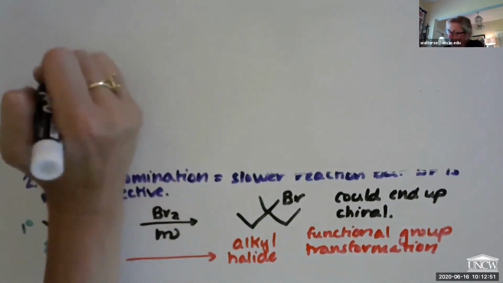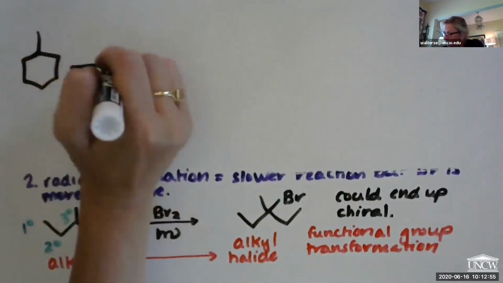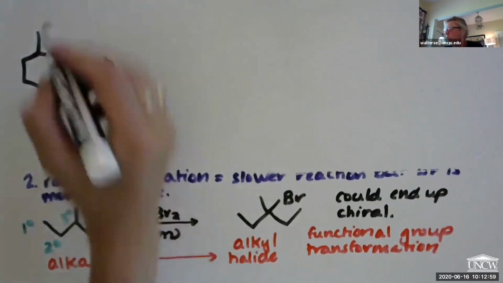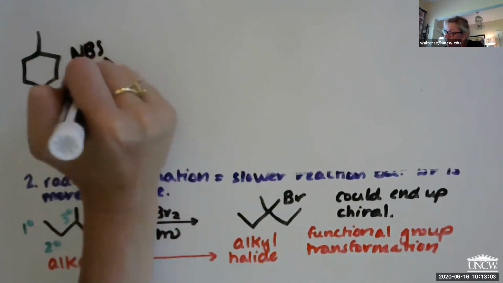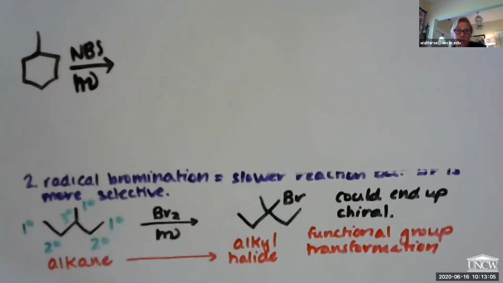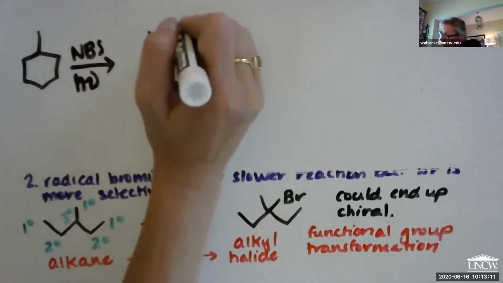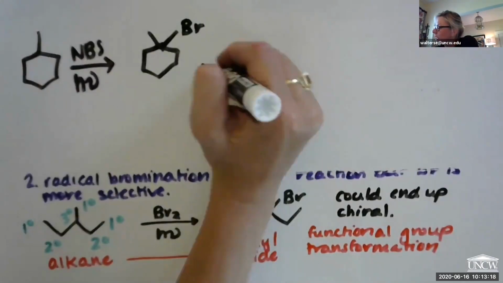So for example, if we take this compound and instead of doing bromine and light, which you can do, you could also do the NBS and light. That will still make a bromine radical. Bromine radicals are still selective in this condition as well. So you're going to end up with your bromine in that tertiary position on the ring.